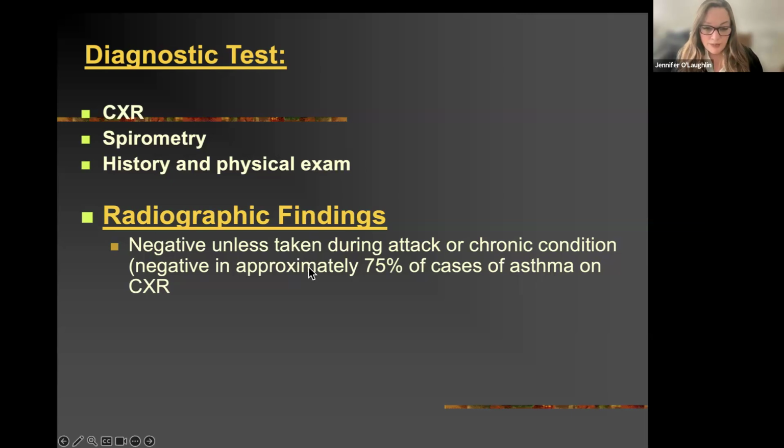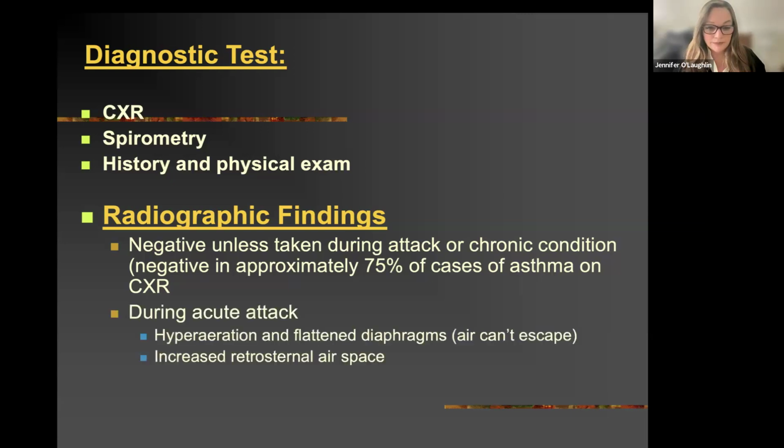If the film is taken during an attack, so someone is right in the middle of a massive asthma attack, or if they have chronic asthma where they have frequent attacks, and also that can lead to frequent lung infections, those are the things that you're going to see on x-ray. But like I said, 75% of the time, the x-ray will be negative.